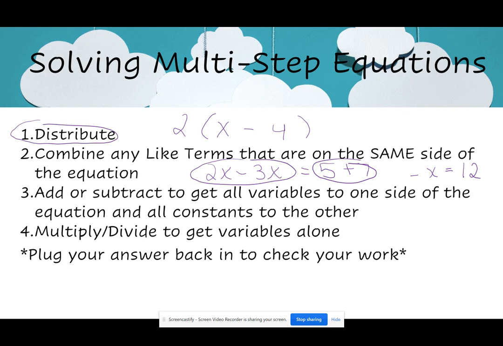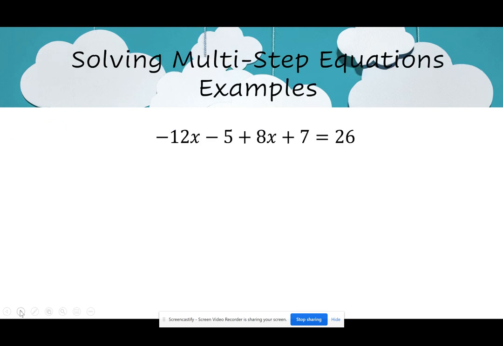Then you're going to add or subtract. We want to get all variables to one side of the equation and all constants to the other. Then you multiply or divide to get your variables alone. And important, if you want to make sure you're right, especially on tests and quizzes, you can always plug your answers back in to check your work. So we're going to go through some examples.